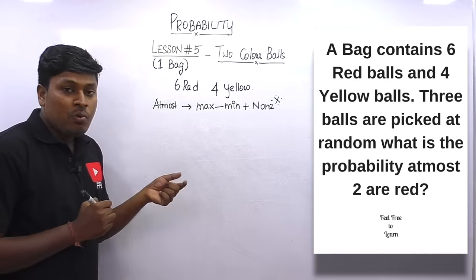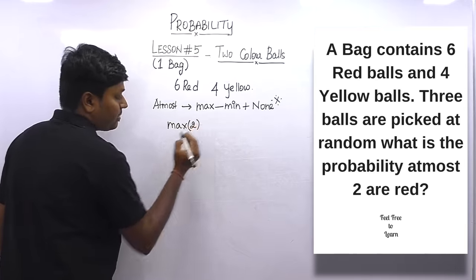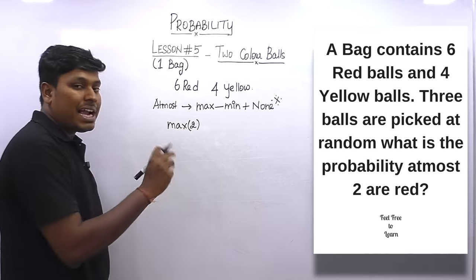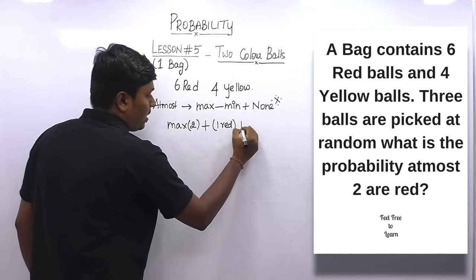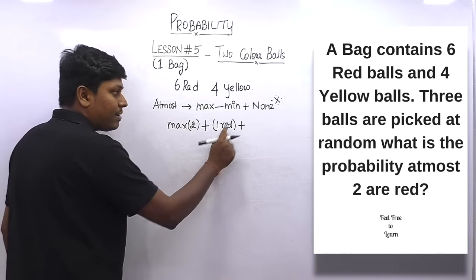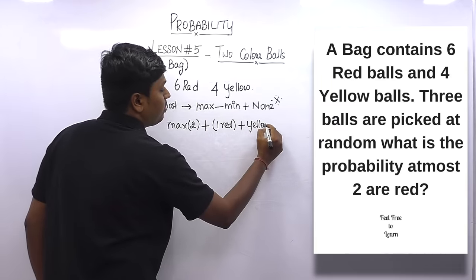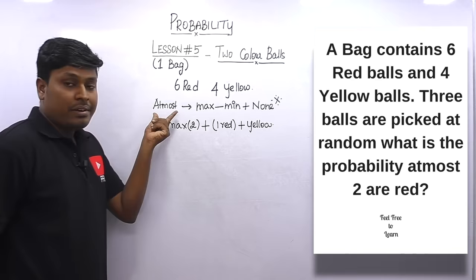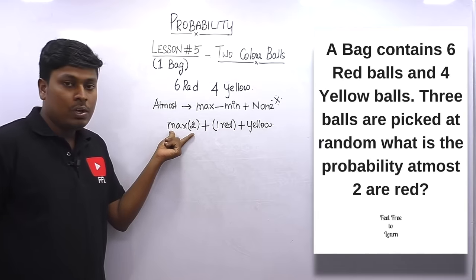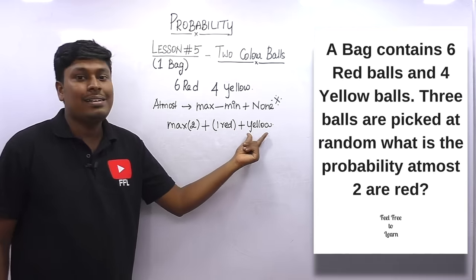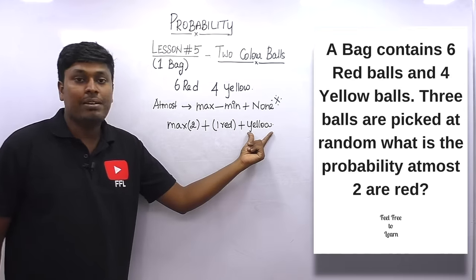So what they are saying is at most two are red, which means a maximum of two can be red. Maximum two red, because our target is to find at most two red. So maximum two can be red, or otherwise one can be red, or otherwise none, which means there should not be any red ball. We need to pick from the yellow balls. So friends, in the previous question, at least means minimum to maximum. In this question, we are going to solve at most: maximum two, minimum one, and also none, where none means there should not be any red balls, because they are talking about at most two red. So in the last case, our target is to pick three balls from yellow.